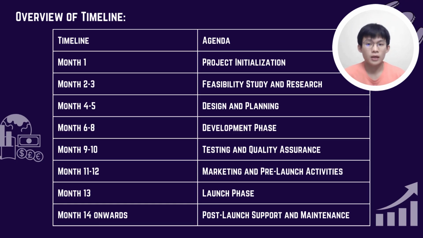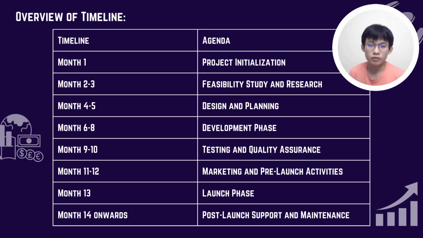And in the next 2 months, we will be doing design and planning to develop detailed project design and architecture. Meanwhile, we will do the development phase in the 6th to 8th month, so we will begin the software development according to the project plan. And in the 9th and 10th month, we will carry out the testing and quality assurance, which will develop and execute comprehensive test plans. However, for months 11 and 12, we will do marketing and pre-launch activity, and in this phase, we will develop marketing strategy and campaign, and at the same time, we will create promotional material and content.